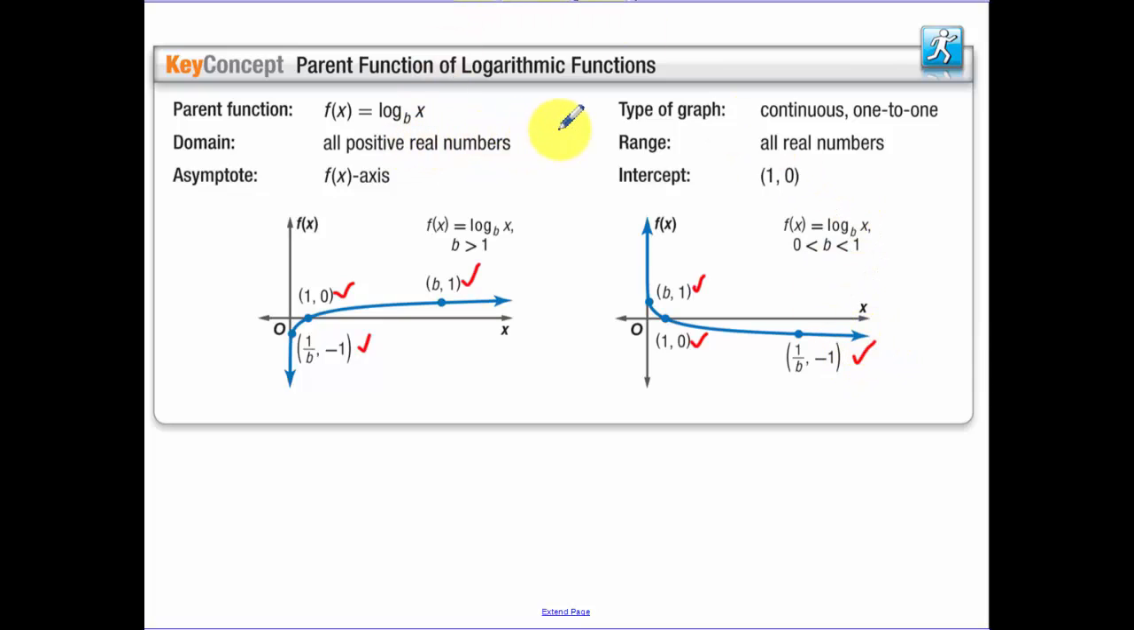Your domain is all positive real numbers, or x is greater than 0. Your asymptote is the y-axis, or x equals 0. Your graph is continuous and 1 to 1, so I can find the inverse of it. And remember, the inverse is an exponential. Your range is all real numbers. And then we have our x-intercept is 1, 0. And that's always the same unless we have translations.